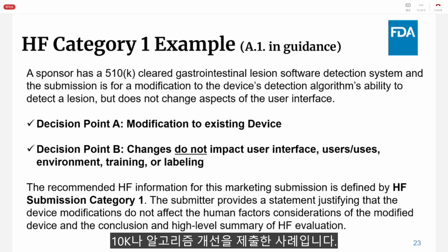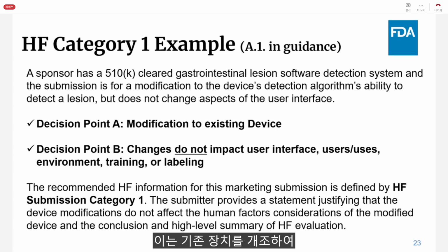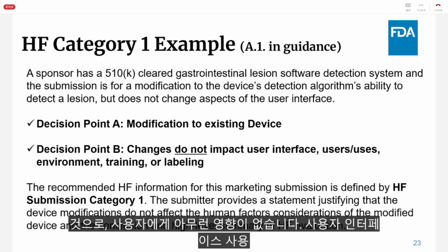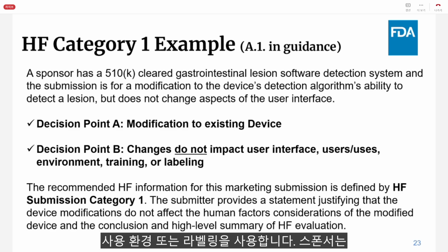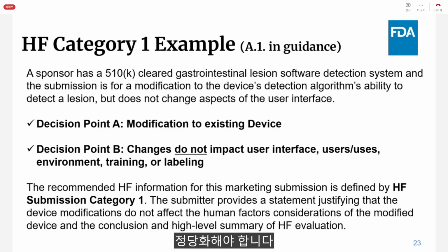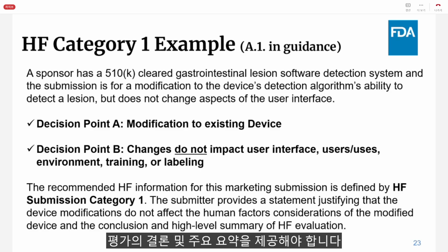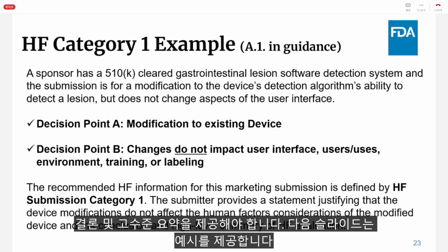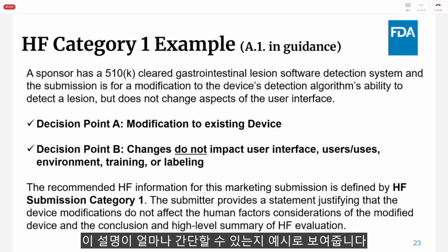This is a modification of an existing device with no impact to the user interface, uses, use environment, or labeling. The sponsor should provide a statement justifying that the device modifications do not affect the human factors considerations of the modified device, and a conclusion and a high-level summary of the HF evaluation, as prompted in the eSTAR. The next slide provides an example of how simple this explanation could be for this type of change.